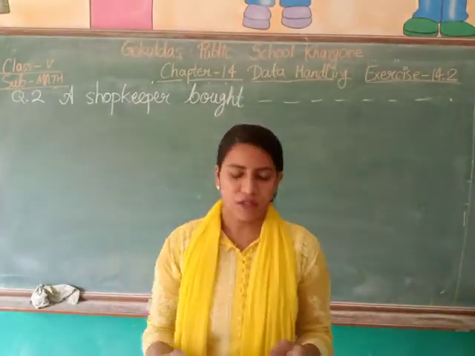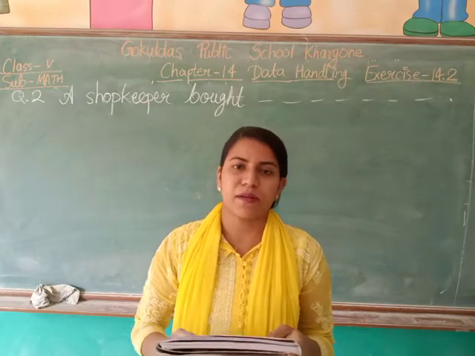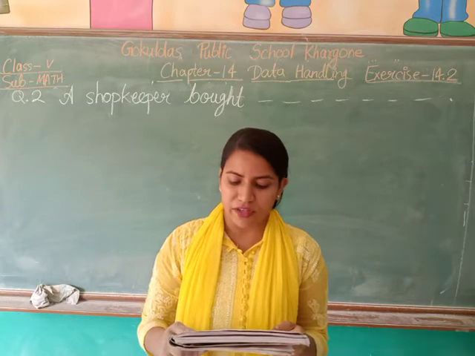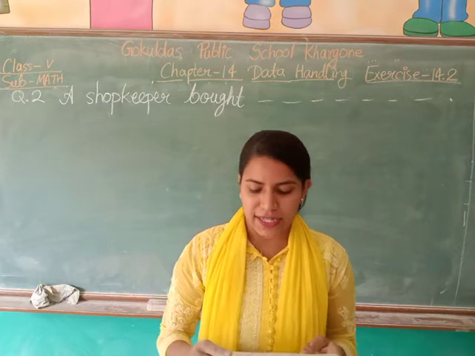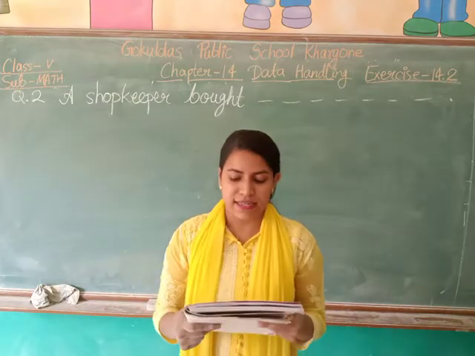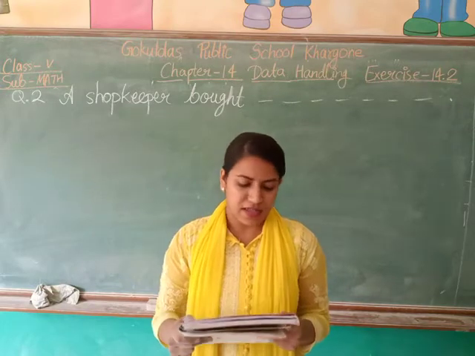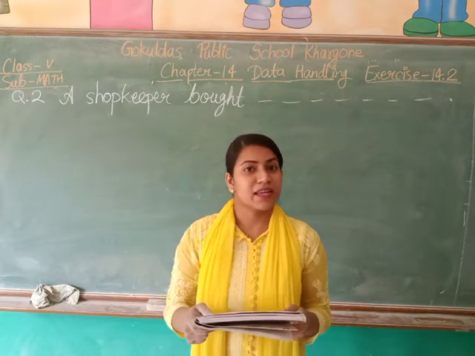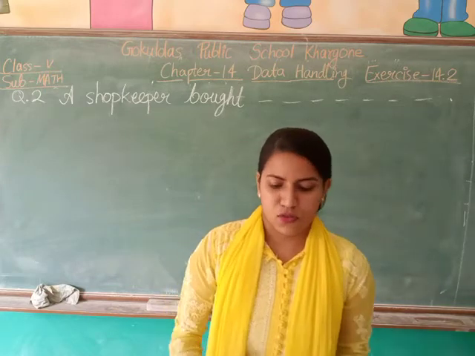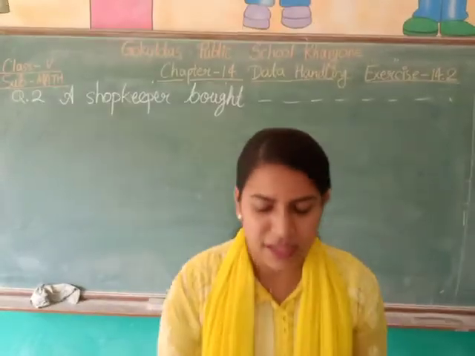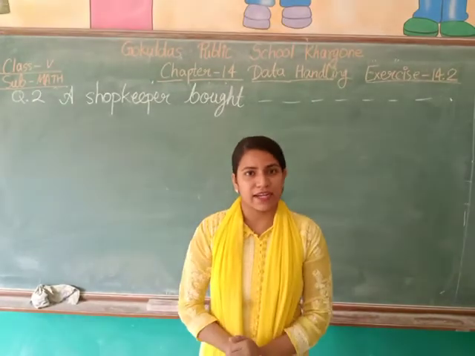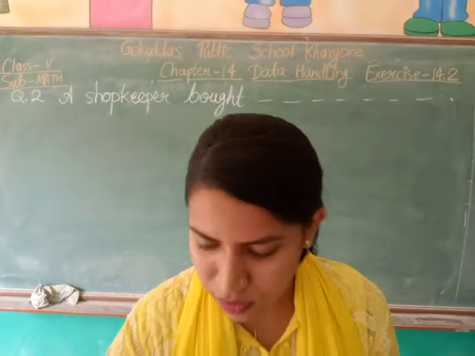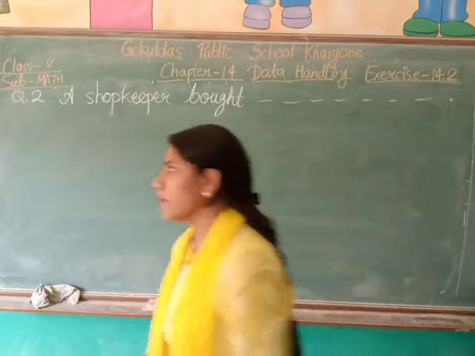What is the question? Question number 2 is a shopkeeper bought 25 flower pots, 18 flower vases, 23 lampshades and 16 sculptures. Help him to represent the data using tally marks. So what is our task here? Our task here is to represent the given data using tally marks. So again we will draw one table.